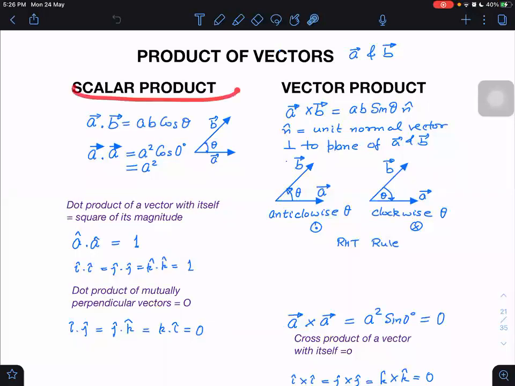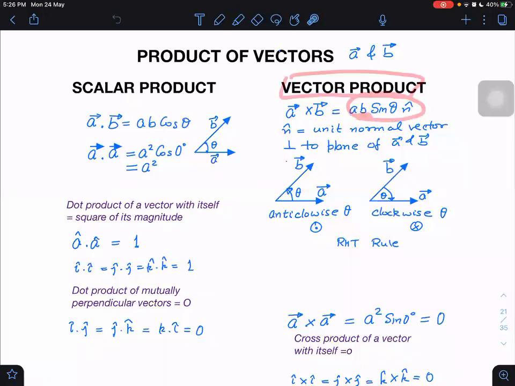So why is it called a scalar product? Scalar product does not mean it is the product of two scalars. It is also the product of two vectors, but the result is scalar. The final result which we obtain is scalar. That's why we call it scalar product. And in vector product, the final result is also a vector quantity.